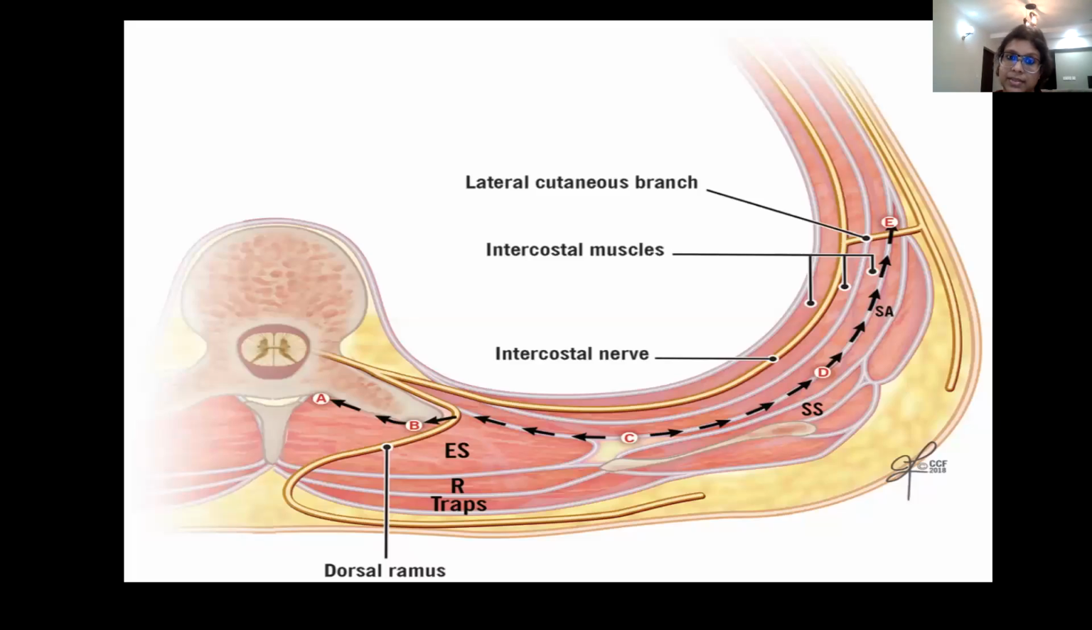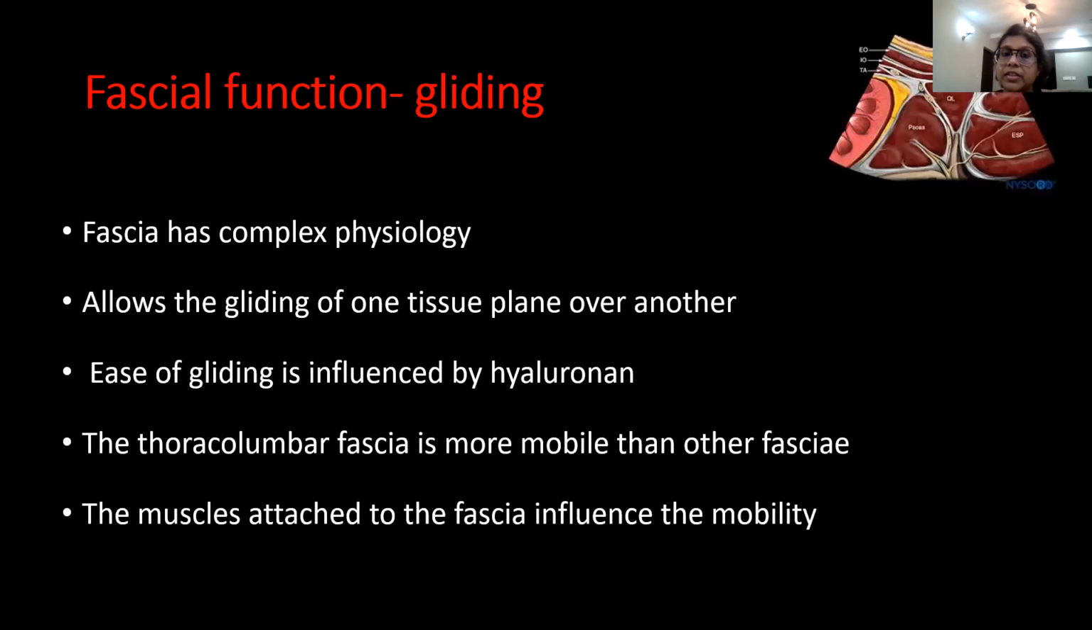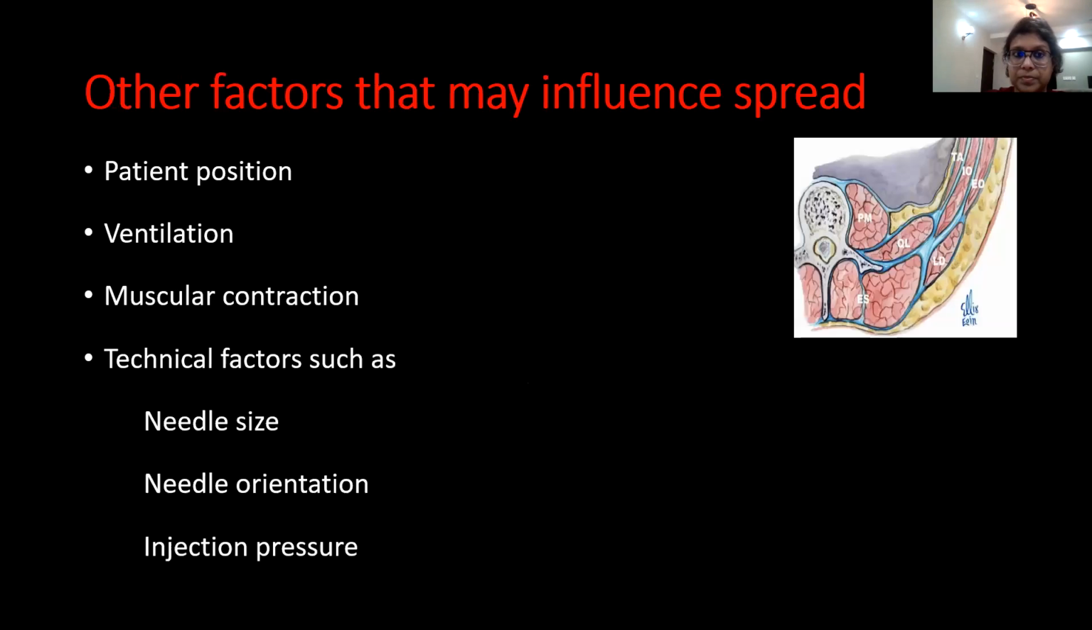Another fascial function of gliding does affect the local anesthetic spread. The fascia glides over one another, and this ease of gliding is influenced by hyaluronan. The thoracolumbar fascia is more mobile than other fascia, and the muscle contractions also affect this fascial gliding. Other factors that may influence the spread include the patient position, the ventilation, the muscular contraction, and several other technical factors.